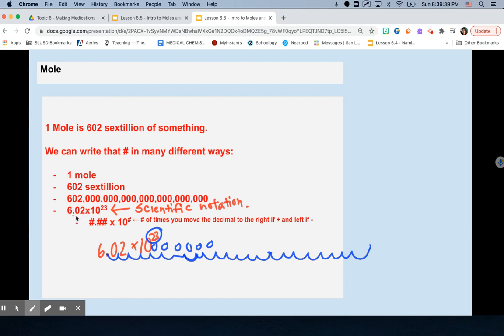You can kind of tell that this way of writing the number is much shorter than the other, and that's why we write things in scientific notation when we have numbers that are way too big or way too small. In the next slide, you'll find a video that gives you a general idea of how big this number, 602 sextillion, is.